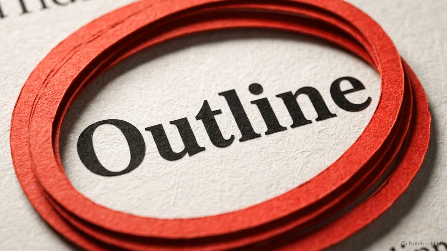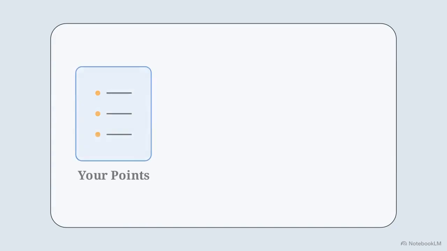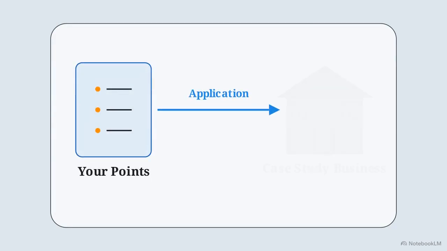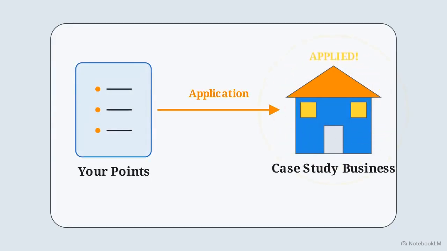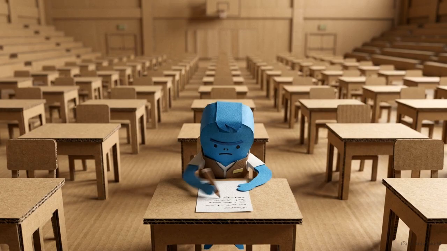Contrast that with the word outline. An outline requires you to do more than list facts. You must set out your points and explicitly apply them back to the specific person or business featured in the case study. Keep a close eye on the clock.